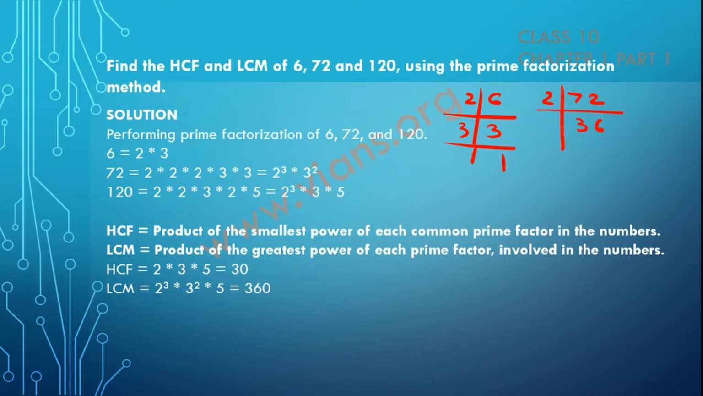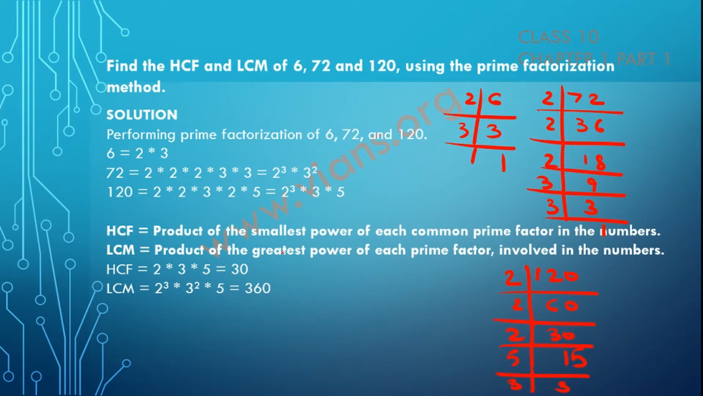72, now 2 is there, so this can be divided by 2. 2 3s are 6, 2 6s are 12. Ends in 6, can be divided by 2. Ends in 8, can be divided by 2. 3 is a factor of 9, and here you have 72. And 120 is also divisible by 2. Ends in 0, can be divided by 2. Ends in 0, can be divided by 2. Ends in 0, can be divided by 2. Well, 5 ends in 5, can be divided by 5, and that's it.